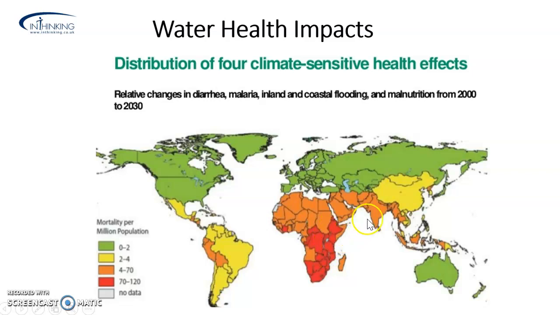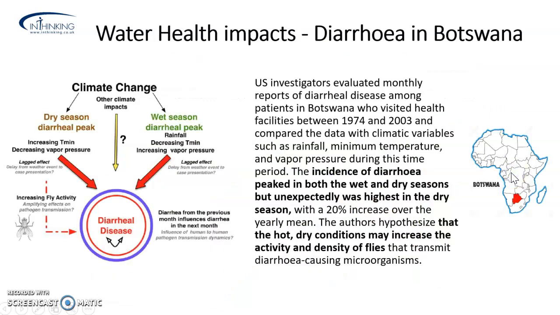We really mustn't neglect looking at South Asia and Southeast Asia, in particular Indonesia. So they're all seeing really quite high mortality rates in regard to these particular health problems that are all particularly sensitive to climate change. So I'll develop a couple of examples here, and the first one is in Southern Africa, and it's Botswana. We're going to look at diarrhea.